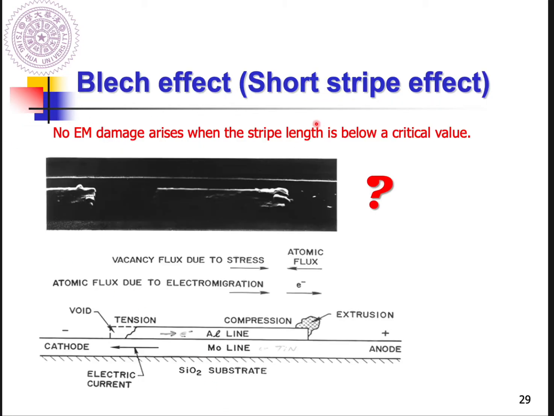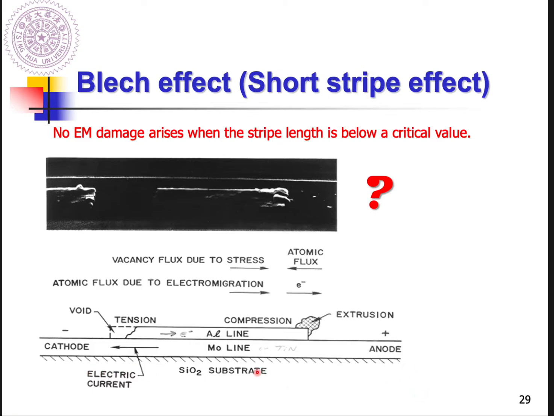What's the Blech effect? Some people call it the short strip effect. If you look at the definition, there is no electron migration damage when the strip length is below a critical value. What does this mean? Let's take this as an example.